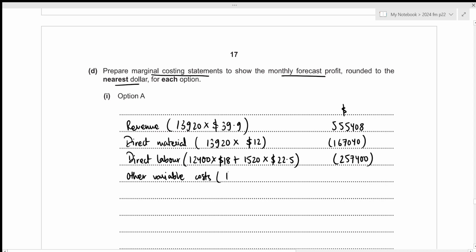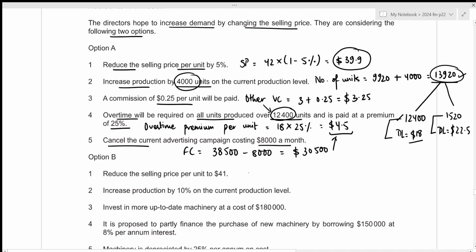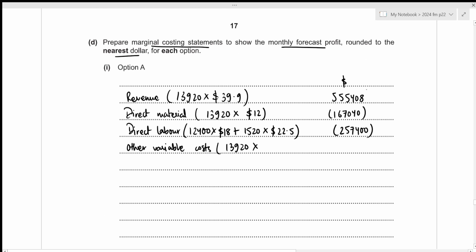Again, the number of units is 13,920. And we calculated the new other variable costs right here to be 3.25 per unit. So we just need to multiply these two together. This will result in the total other variable cost to be of 45,240. Now we can calculate the contribution.